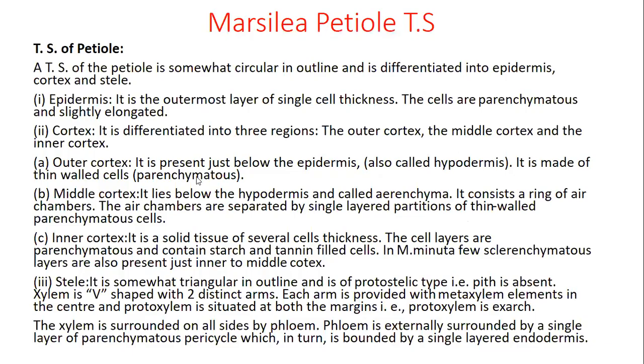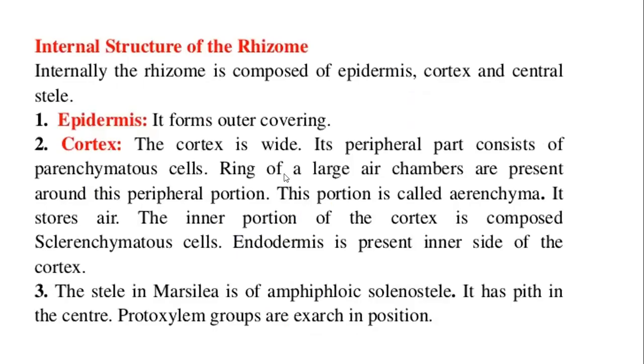Now, below the epidermal layer, you can see the outer cortex. The cortex is very wide here, which is divided into outer and inner cortex. The outer part of this cortex region is parenchymatous, and this parenchymatous tissue consists of large air chambers, often referred to as aerenchyma. This is the characteristic feature of all aquatic plants. All the hydrophytic plants show the presence of this tissue in the cortical region, and it stores the air, which helps the plant body to float on the surface of the water.